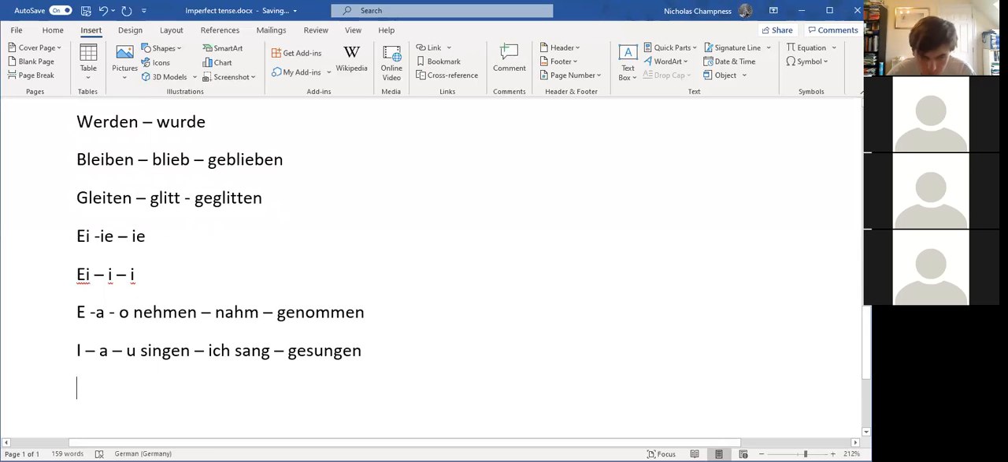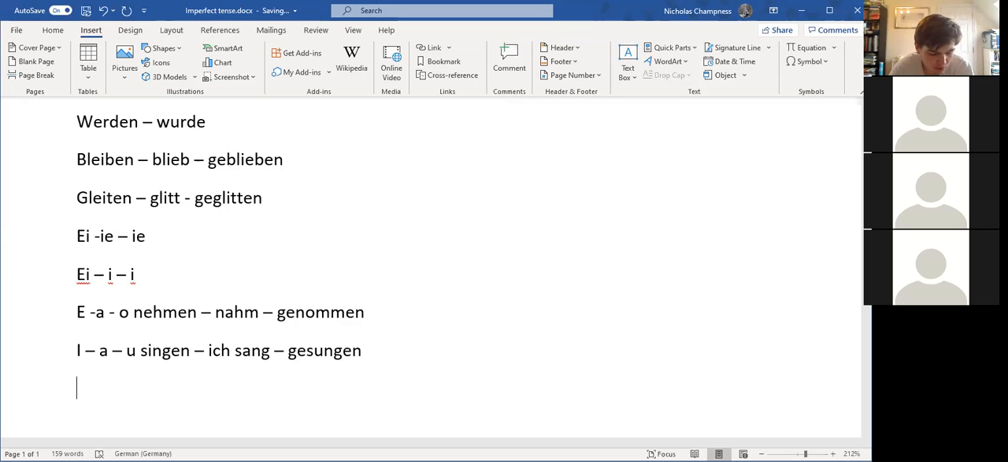But this probably isn't the case every single time, is it? What do you mean? Like I-A-U, that always, if there's an E, it will be A and O. If it's EI, IE. So this is only for strong verbs, just verbs that are irregular. And they're just patterns.